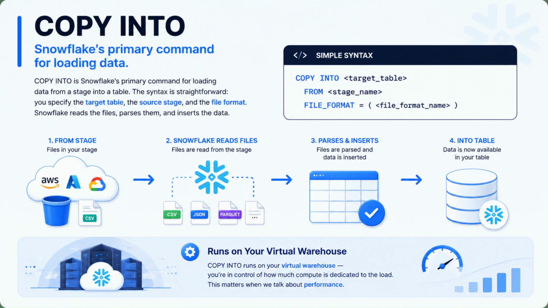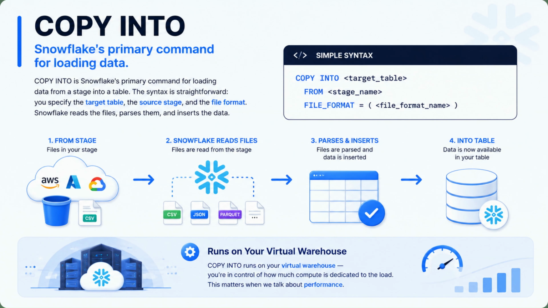Copy into is Snowflake's primary command for loading data from a stage into a table. The syntax is straightforward. You specify the target table, the source stage, and the file format. Snowflake reads the files, parses them, and inserts the data. An important detail: copy into runs on your virtual warehouse. You're in control of how much compute is dedicated to the load. This matters when we talk about performance.